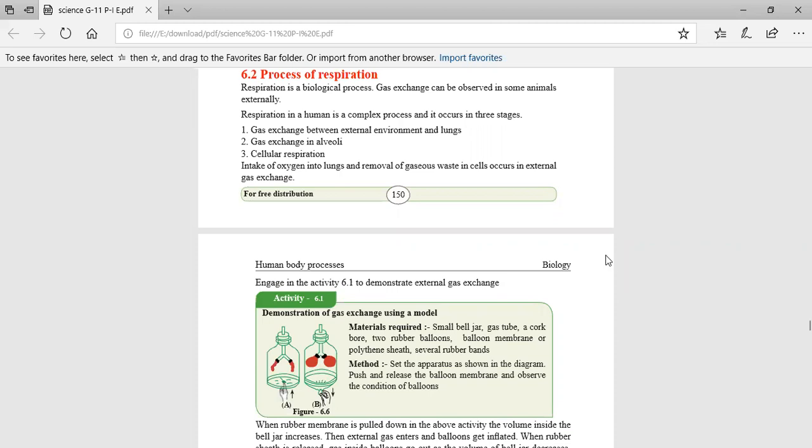Hello children, today's lesson is the process of respiration. Respiration is a biological process. Gas exchange can be observed in some animals externally.